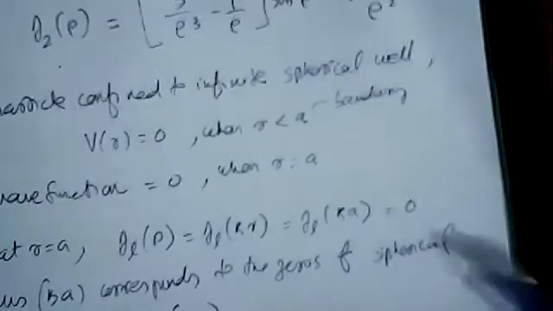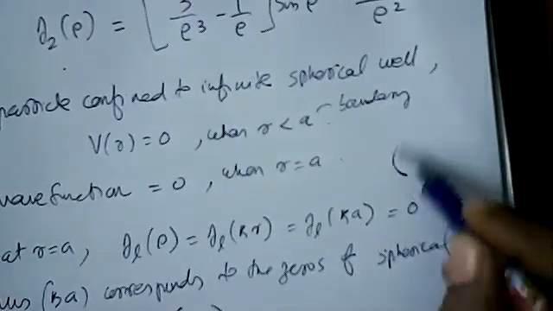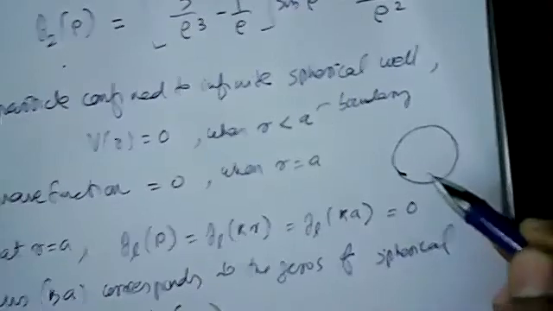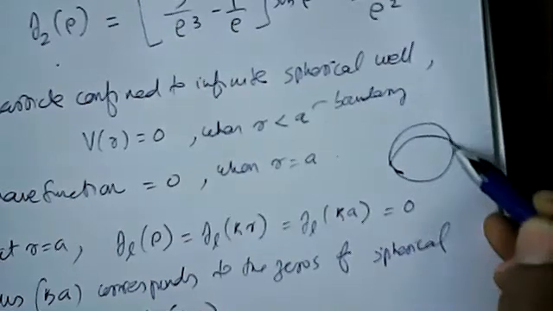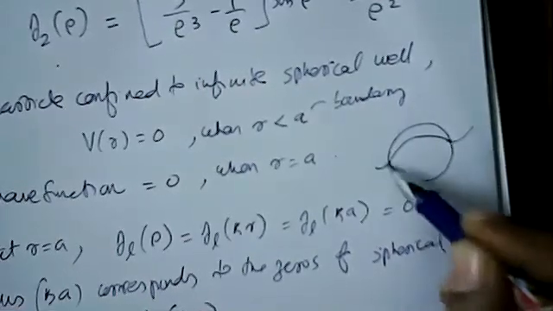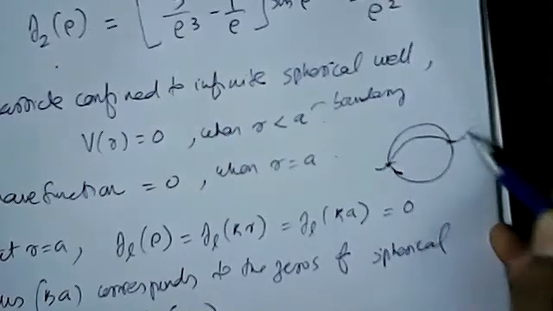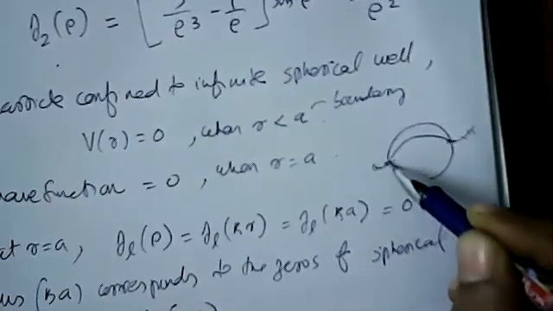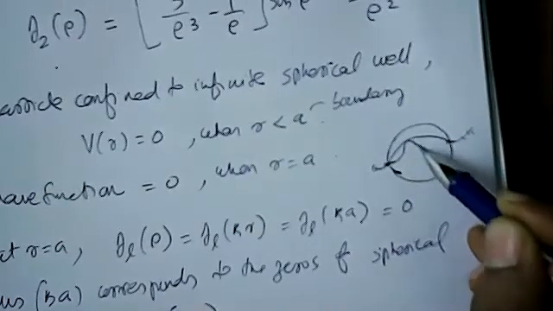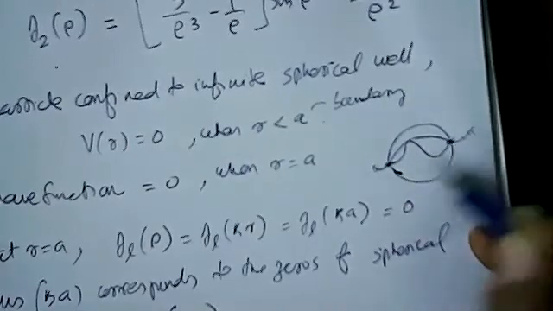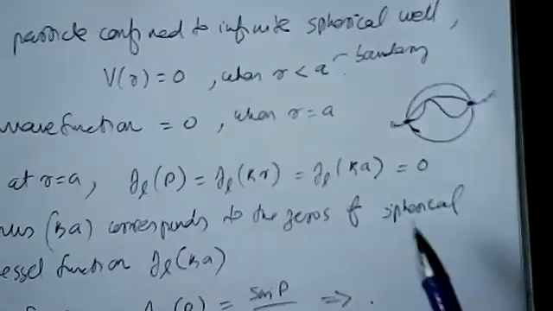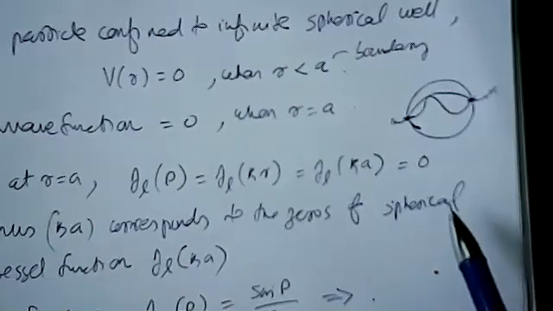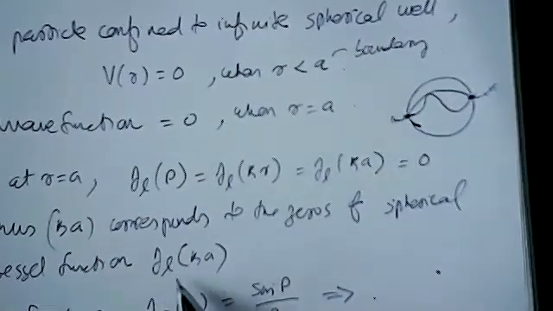Suppose this is your spherical well. If the wave starts from here, it should end here, so it is 0 here, but there is no wave function outside of the boundary. Or if you consider two waves like this, then also this is 0. So these are the zeros. So ka corresponds to the zeros of the wave function, which is the spherical Bessel function j_l.